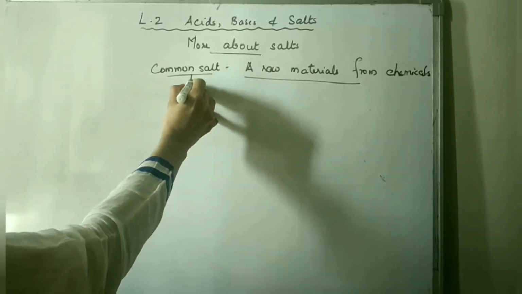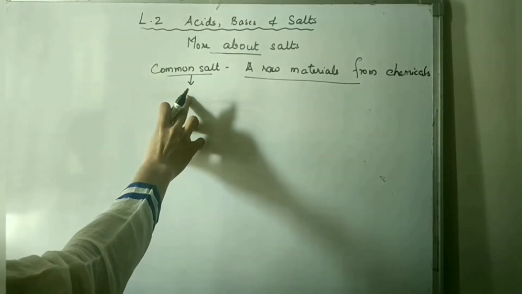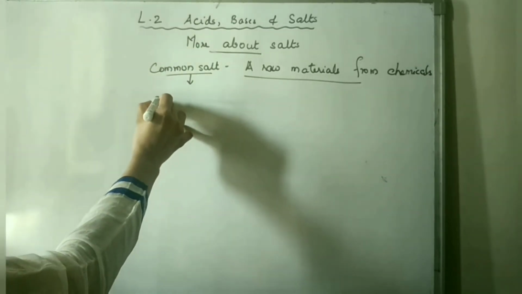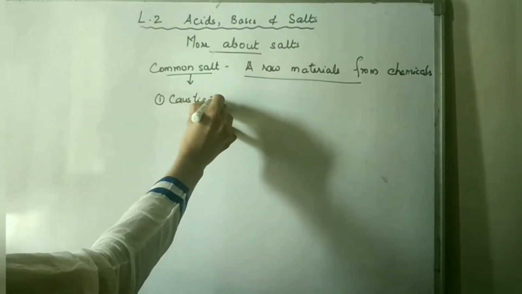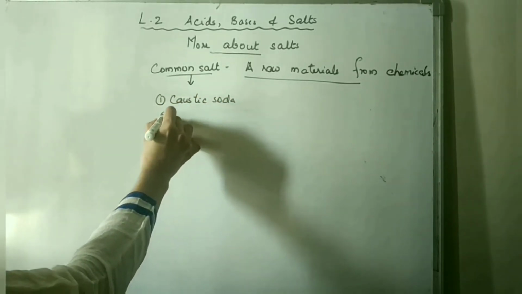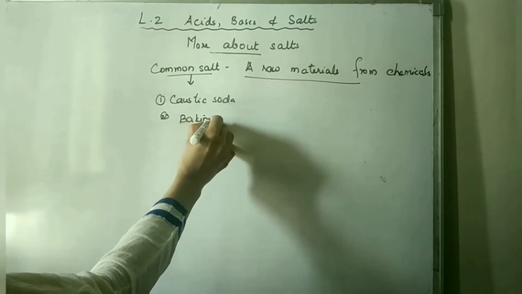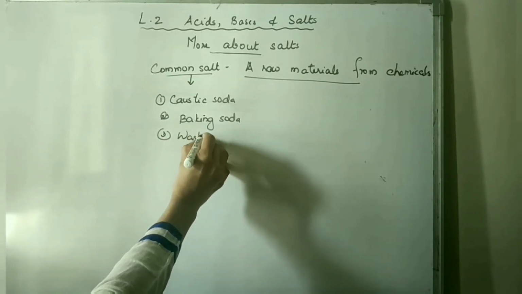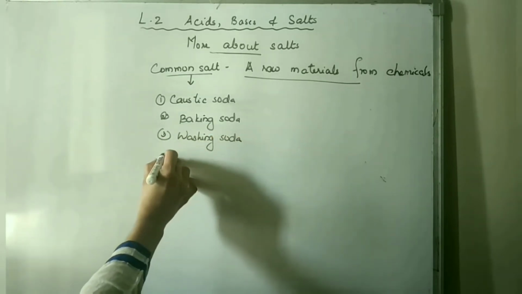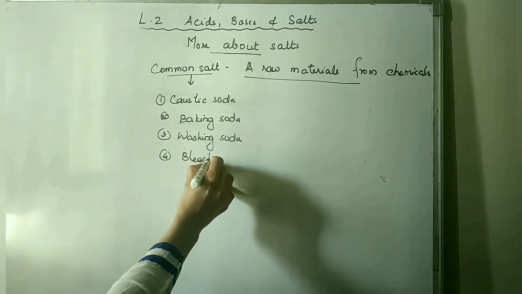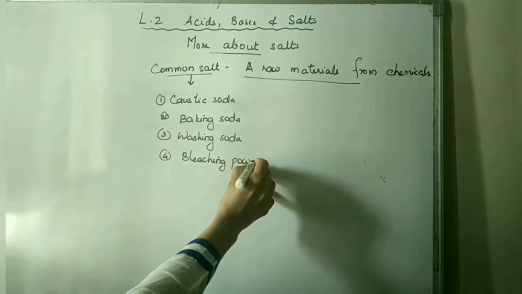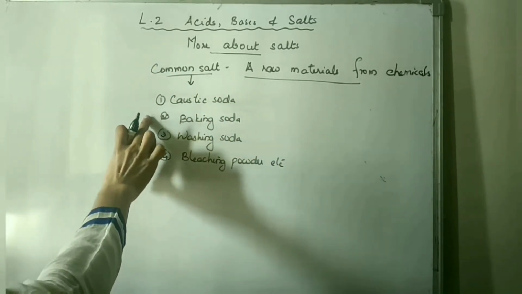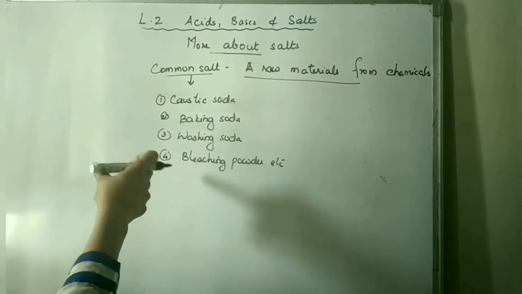This common salt is an important raw material for various materials of daily use. Which are the materials? First one, caustic soda. Second one, baking soda. So many sodas are there. Third one, washing soda. Fourth one, bleaching powder, etc. We are going to study in detail the preparation, chemical formula and uses of caustic soda, baking soda, washing soda and bleaching powder.